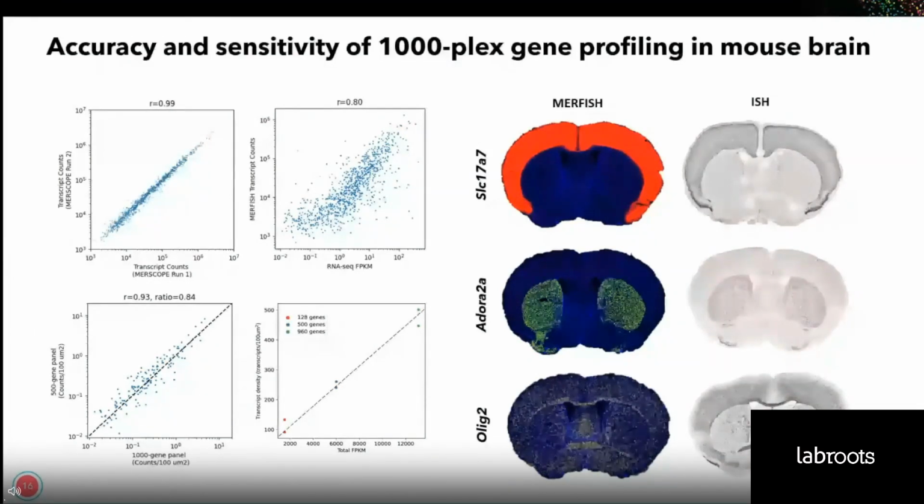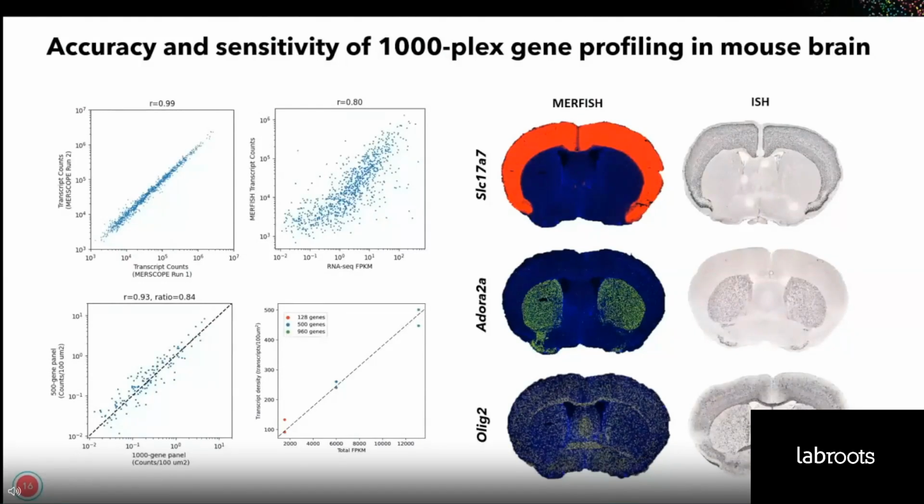To further test this, we plot the overall transcriptional density across different gene panel sizes from 140 to 1000. Here, the results show a good linear relationship across different gene panel sizes, also suggesting that the sensitivity of the 1000 plex gene panel is maintained compared to previous panels.